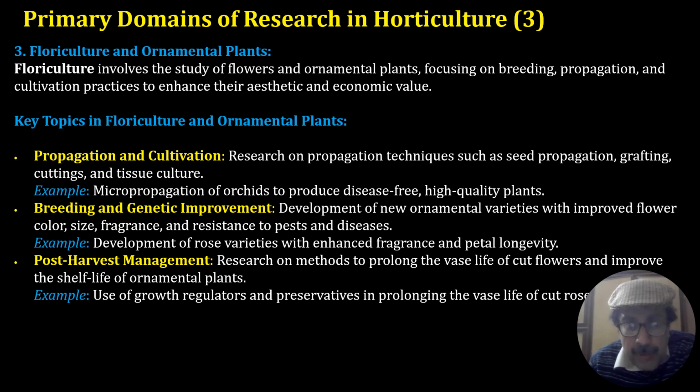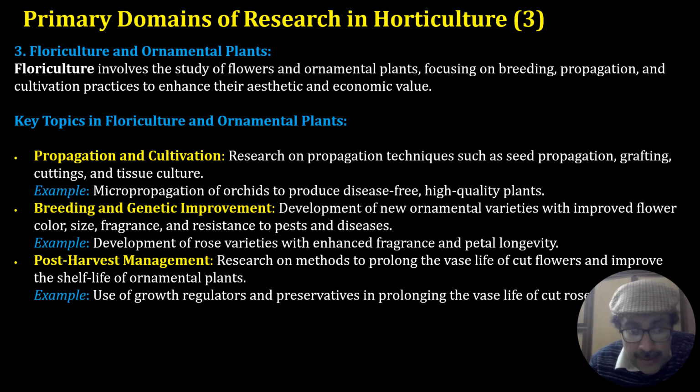So the first one, propagation and cultivation research. This basically means conducting research on the propagation techniques such as seed propagation, grafting, cutting, and tissue culture methods. An example would include micropropagation of orchids to produce disease-free, high-quality plants.